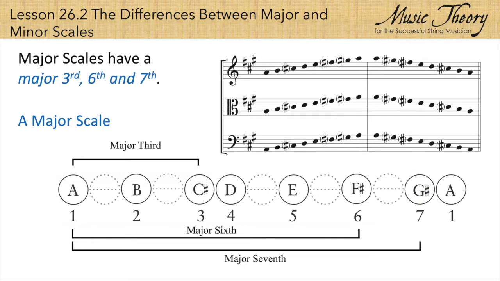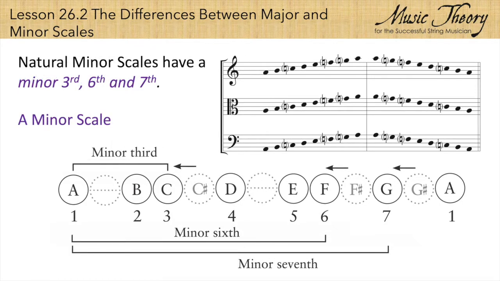In this A major scale, the raised third, sixth, and seventh is easy to see because these are the notes that are sharped: C sharp, F sharp, and G sharp. An A minor scale, on the other hand, has a C natural, F natural, and G natural, because the third, sixth, and seventh are lowered.